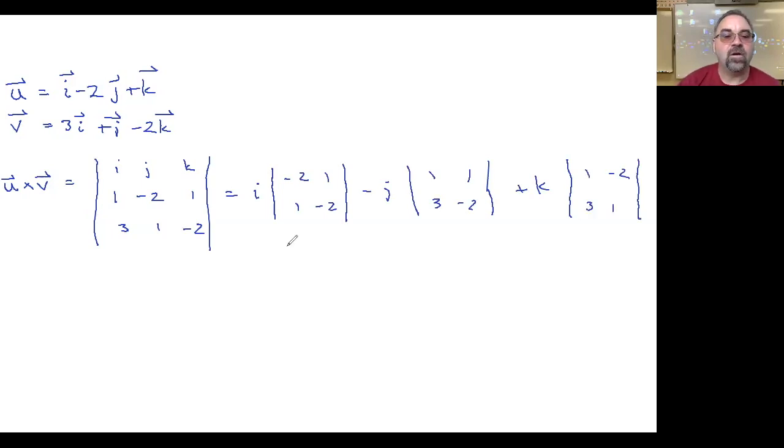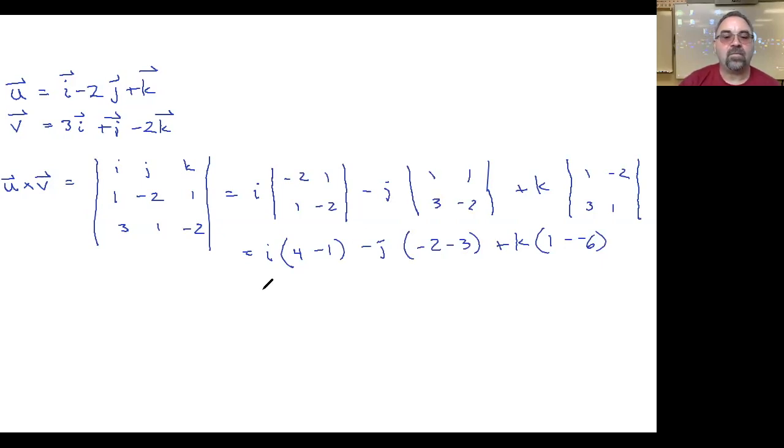And so what this will do is it'll give me my vector now. I vector is going to get multiplied by, let's see, negative 2 times negative 2 is 4, minus 1. Negative j is going to get multiplied by negative 2 minus 3. And k is going to get multiplied by 1 minus negative 6.